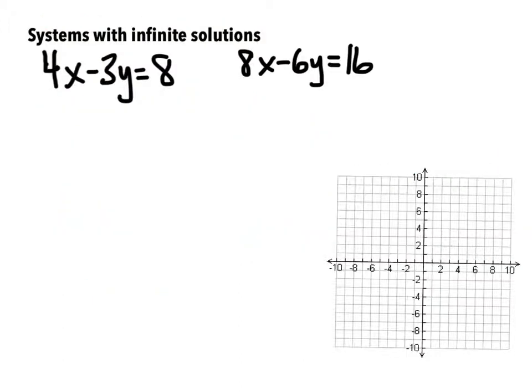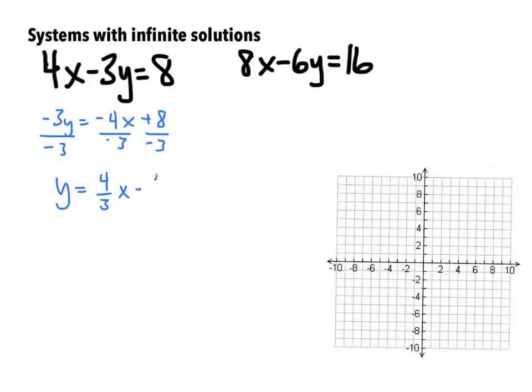All right, let's look at an example of a system with infinite solutions. So here I have 4x minus 3y equals 8, and 8x minus 6y equals 16. So let's solve each of these for y. We have negative 3y equals negative 4x plus 8. Divide everything by negative 3. We have y equals positive 4/3 x minus 8 over 3.